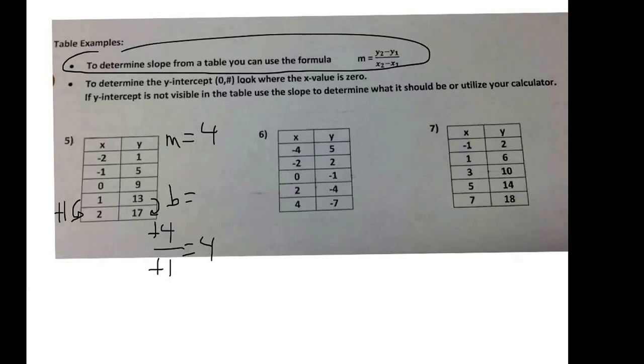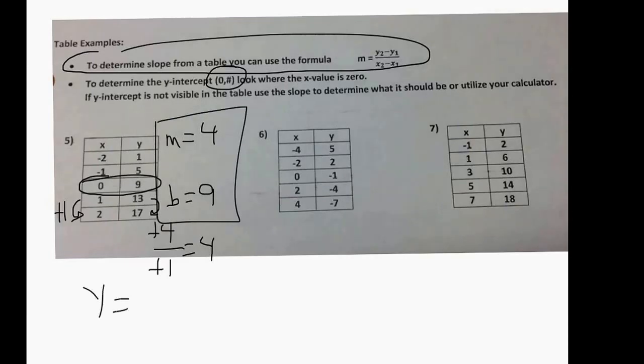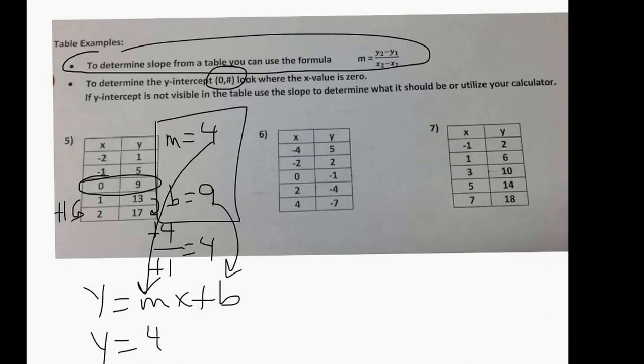Remember the y-intercept, we looked for 0 in the number, so it is right there. So 0, 9. So when we have these two, y equals mx plus b. 4 goes in for our m, 9 for our b, so y equals 4x plus 9.